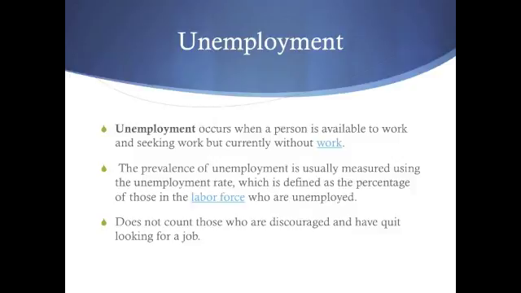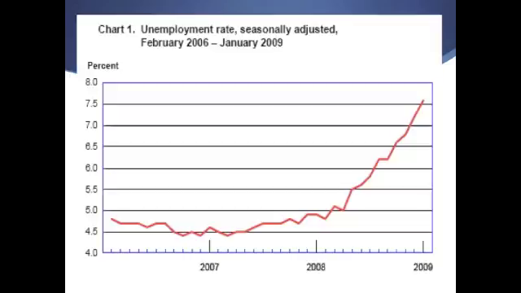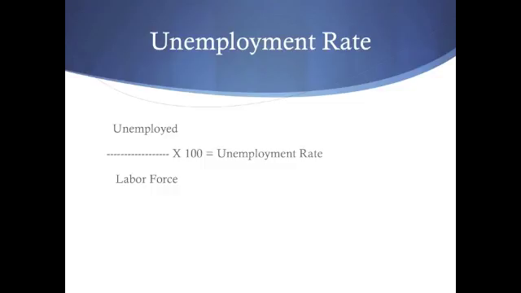The last important number to know is the unemployment rate. Unemployment rate is the number of people who are currently out of work but are willing to work. Also, to be considered unemployed, you have to be currently looking for work. As you can see, due to the current economic conditions, unemployment is on the rise. Unemployment is calculated as the number of unemployed people divided by the labor force times 100.